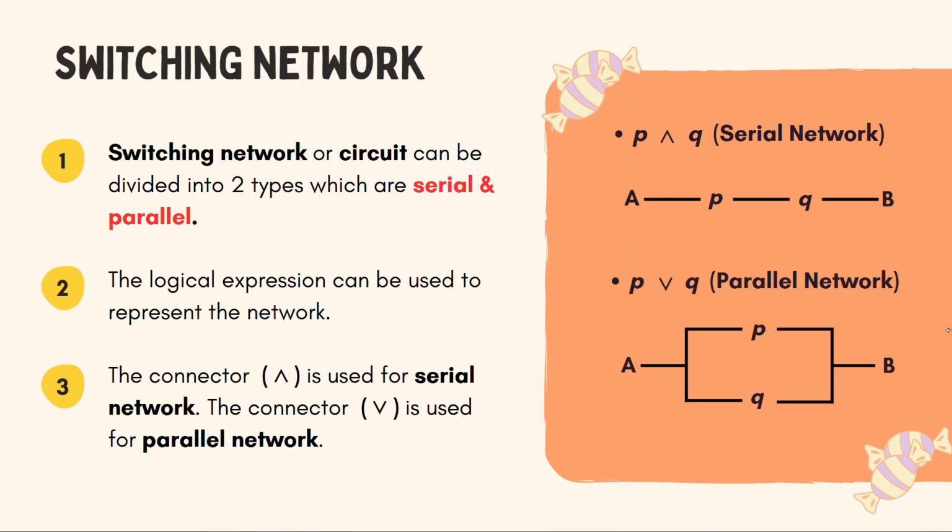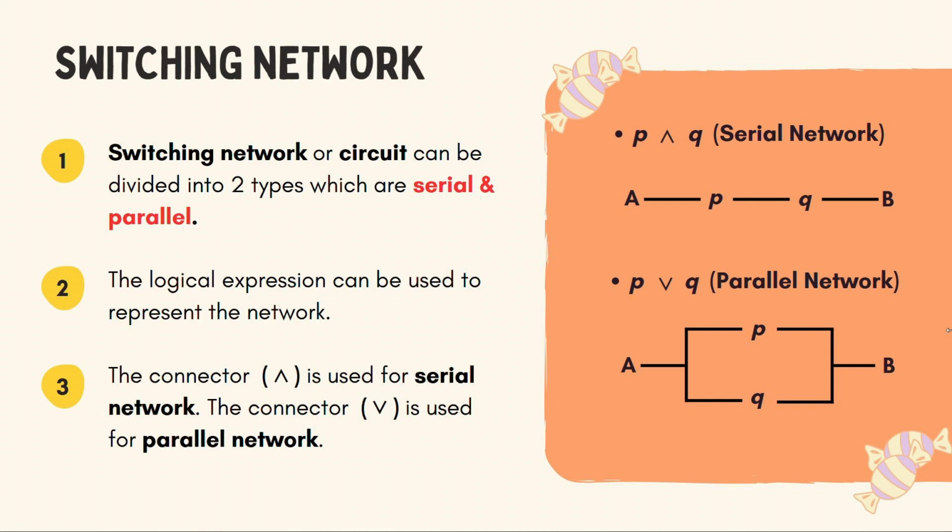Now I'm going to explain about switching network. A switching network or circuit can be divided into two types, which are serial and parallel. The logical expression can be used to represent the network. The connector AND is used for a serial network. The connector OR is used for a parallel network. For a serial network, the circuit will work in one line.